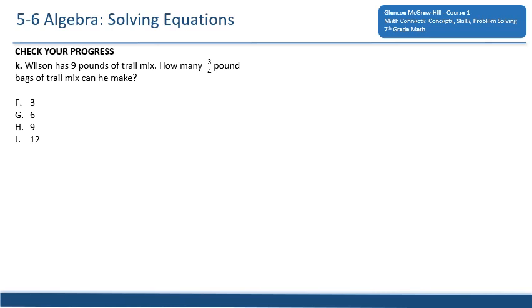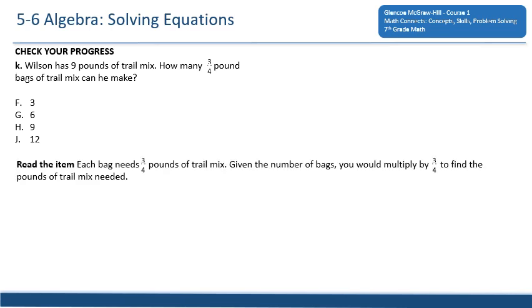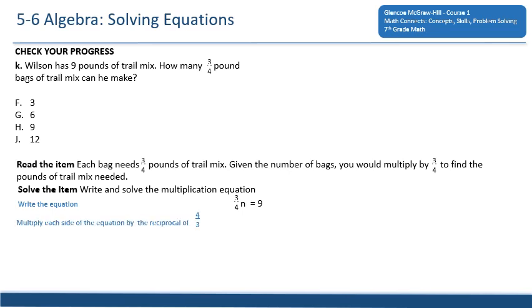Check your progress. Wilson has 9 pounds of trail mix. How many 3/4 pound bags of trail mix can he make? So each bag needs to be 3/4 pounds. Given the number of bags, you would multiply 3/4 to find the pounds of trail mix needed. So write and solve the equation. So it's 3/4 n equals 9. So if we multiply both sides by the reciprocal, we get 4/3 times 3/4 n, and 9 over 1 times 4/3. If we simplify that, we get n equals 12, and that would be J.